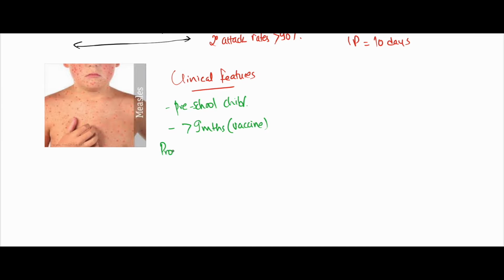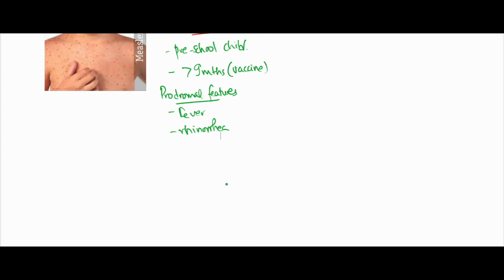So there are prodromal features. The prodromal features include fever, rhinorrhea, meaning running nose, conjunctival congestion, and a dry hacking cough.